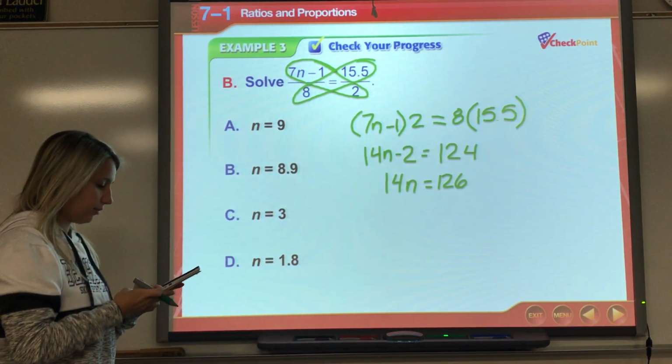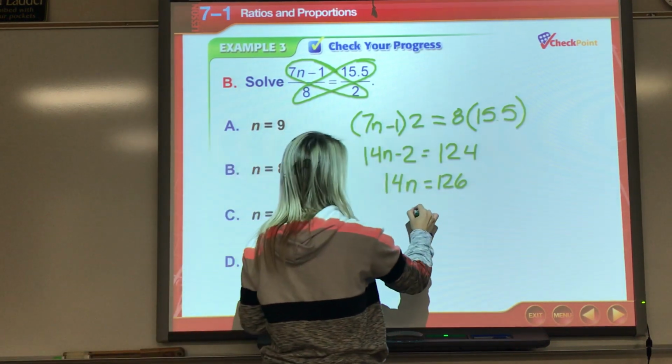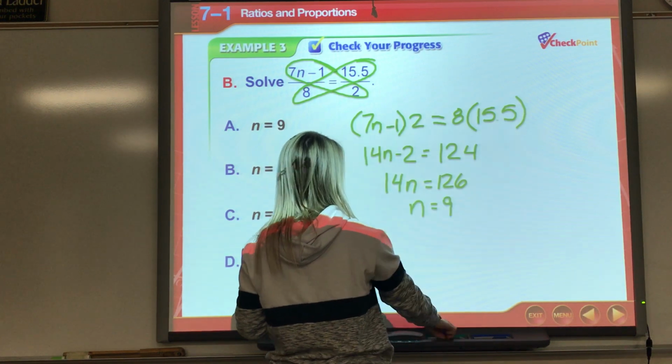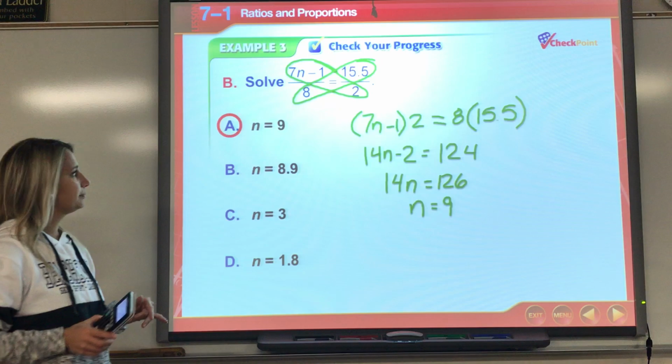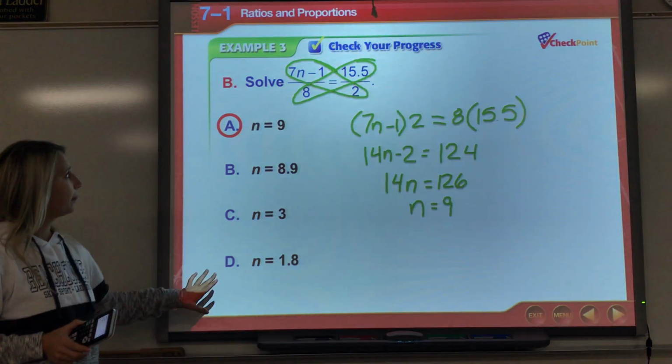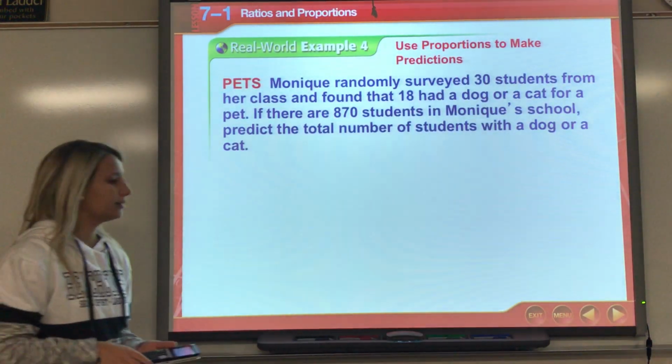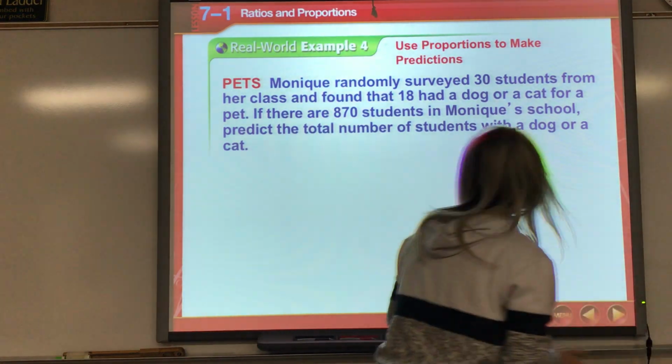126 divided by 14 gives us 9. So our answer should be A, n equals 9. Okay? All right, I think this is our last example that we're going to work through.